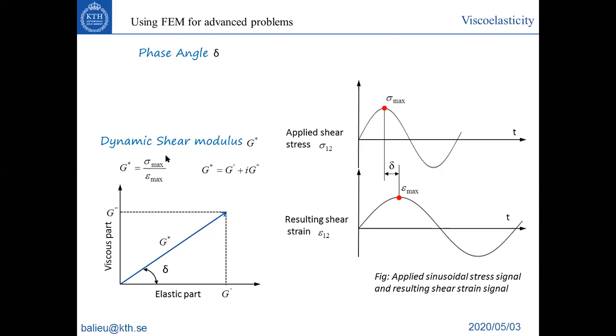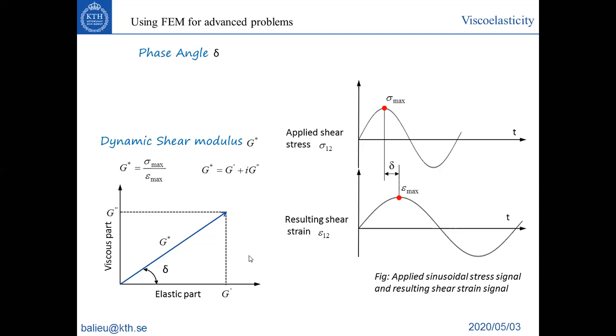So we can calculate the dynamic shear modulus, which is the ratio between the maximal stress and strain here. And this dynamic shear modulus is decomposed in two parts. One part which is elastic and one part which is viscous. So that's why it's a viscoelastic material. It's a combination of elasticity and viscosity. As I told you, this time delay represents the angle here between the elastic and viscous part.